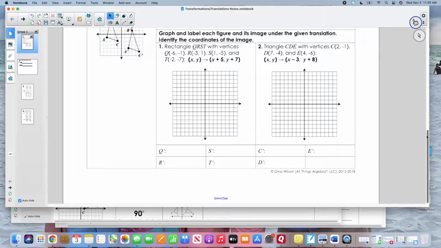Does the x move me left, right, or up, down? Left, right. And the y moves me up, down. Are there any questions on this type of problem? No, ma'am.